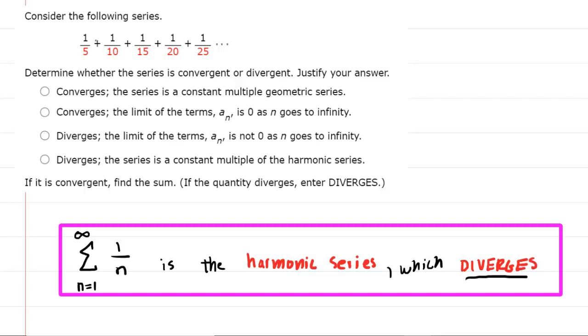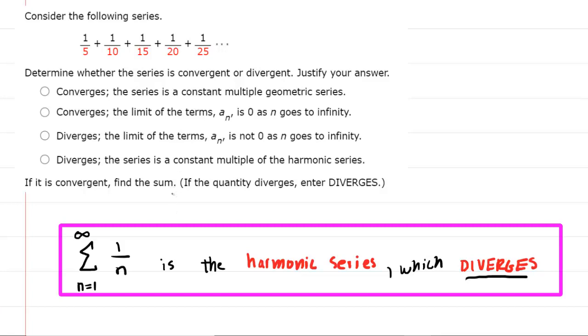We are asked to determine whether the given series converges or diverges. And you're probably doing this question within the context of learning about geometric series. However, this series is not geometric. So it was somewhat out of place within the context of this homework assignment.